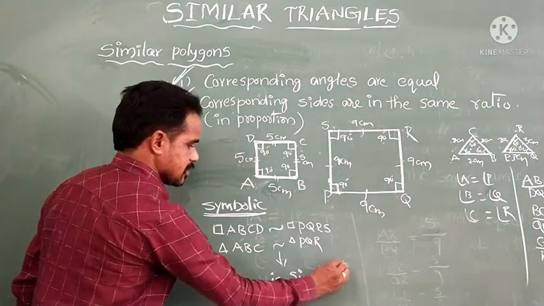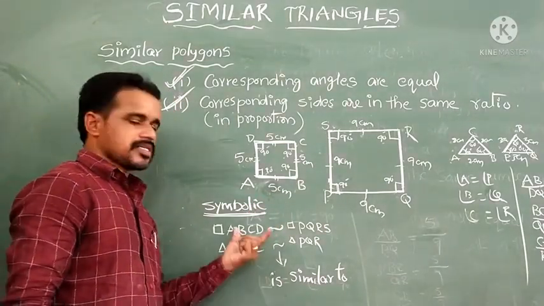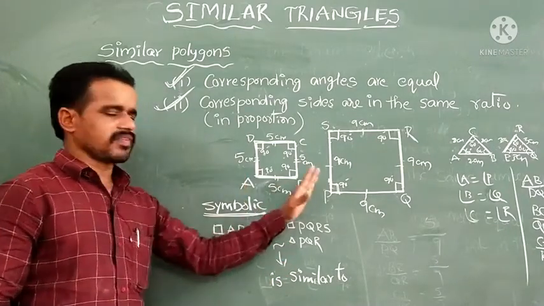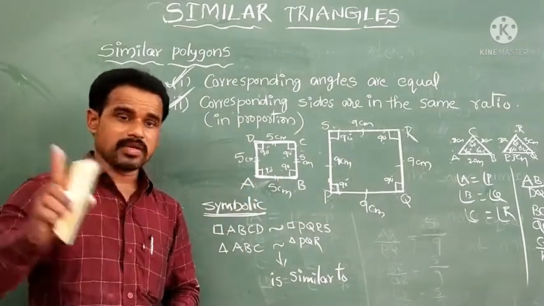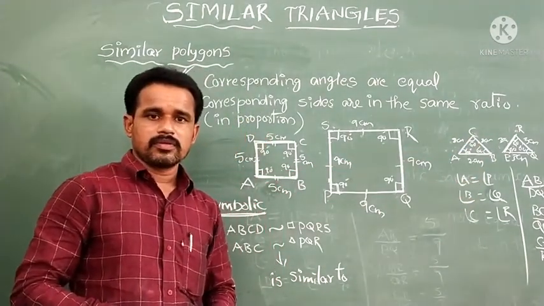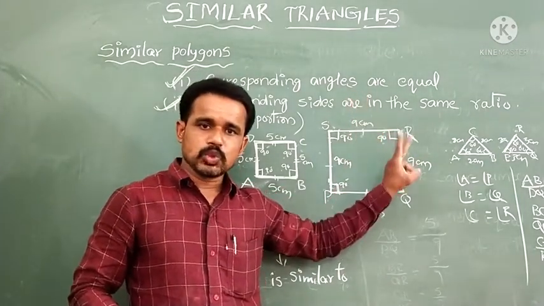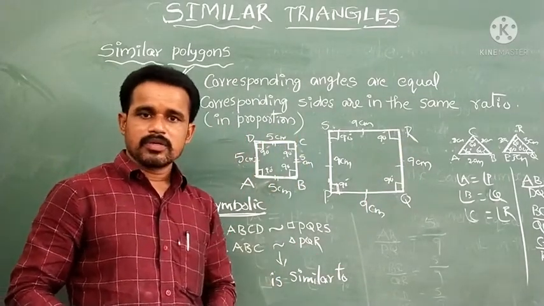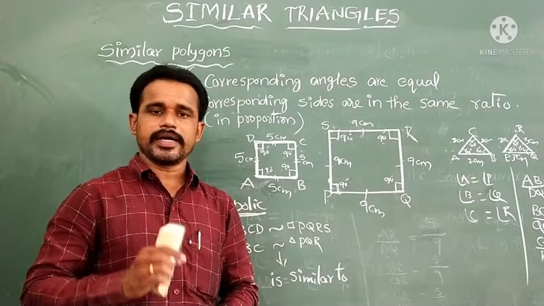Okay, friends. So we can write it as "is similar to". So this is the symbolic form of our similarity. All squares are similar. Next, all equilateral triangles are also similar. When two equilateral triangles are given, whatever the sides may be, they are similar. Two squares are similar. Two circles are similar, whatever the radius.